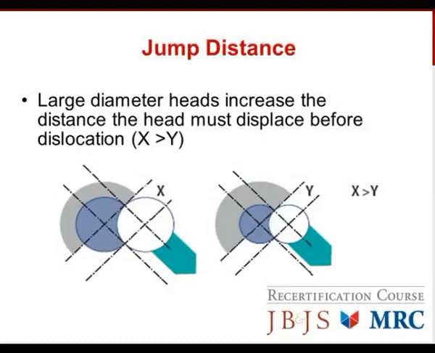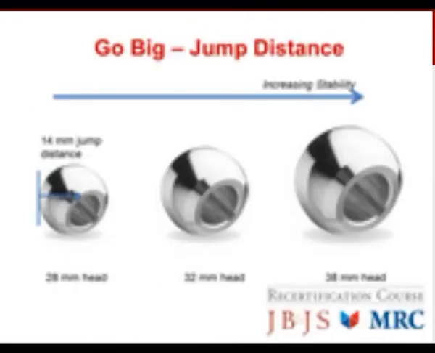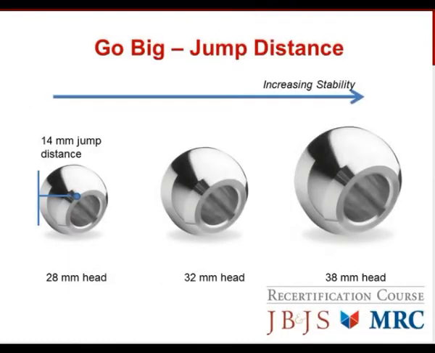Jump distance is another important concept to understand. The larger the diameter of the femoral head, the further that femoral head has to displace before it can leave the acetabulum. And that's clearly depicted here. So the larger diameter femoral head, the increased distance that femoral head has to travel before it exits the acetabulum. So it's easy to understand why as we increase the femoral head diameter, we increase the jump distance and we increase our stability.